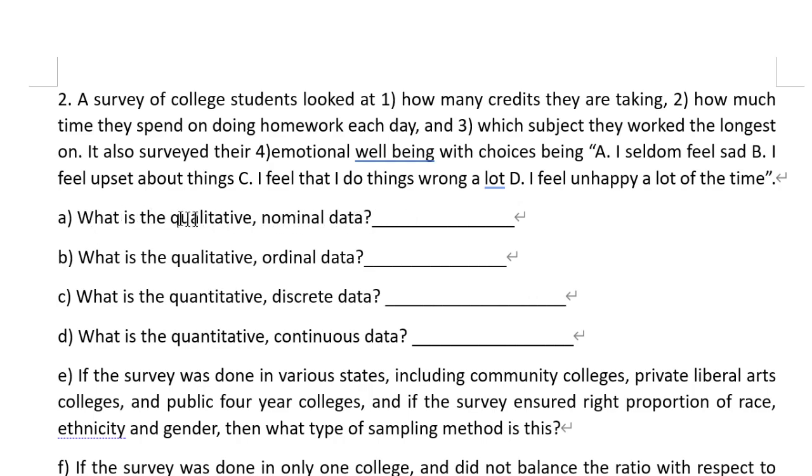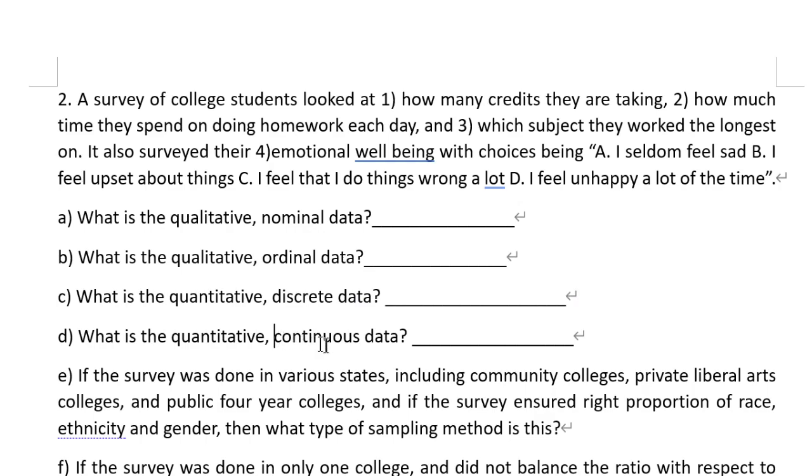Well, qualitative is anything you can't put numbers on, so it's actually easier to talk about quantitative. Quantitative are like credit hours, right? And how much time they spend on doing homework. These 1 and 2 are both quantitative, but credits go by integers, right? And then the time that you spend doing homework each day could be like 1 hour and 30 minutes or 1 hour and 20 minutes. So that's continuous data, continuous means unbroken, right?